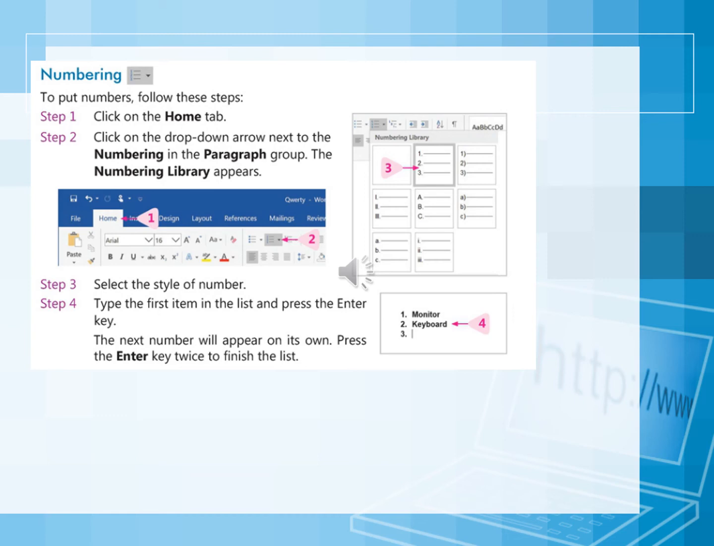Type the first item in the list and press the enter key. Like suppose you have typed monitor, if you press the enter key, automatically 2 will appear, then you can type keyboard. After that 3 will appear, then you can type the next item. Like that it will go on.